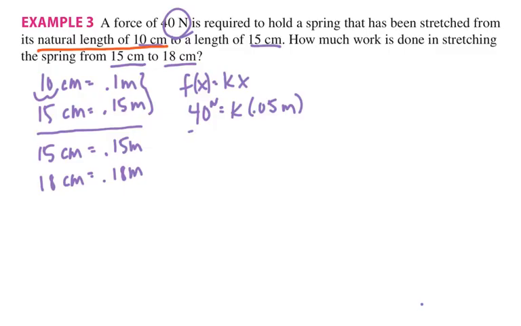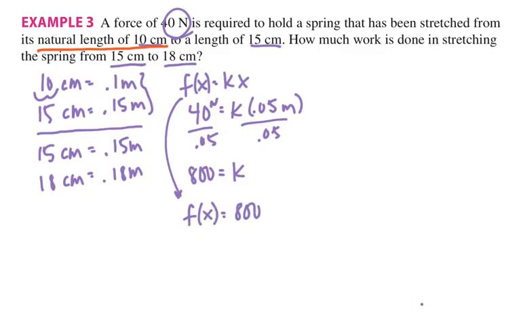So solving for k is easy. We're going to divide by 0.05 on both sides. So k equals 40 divided by 0.05, which is 800. And then we go back to the fact that we were looking for f of x, not just k. So f of x equals 800x. Now you can see that sets up nicely for our work integration. So we're going to say work is the integral of 800x dx.